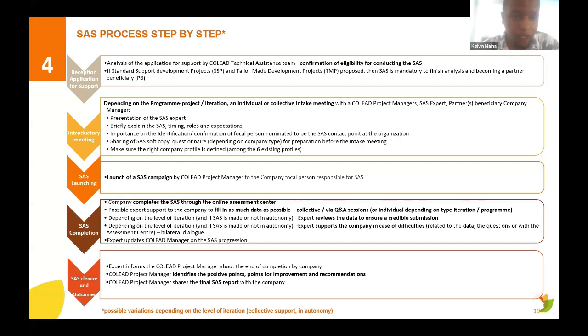So here, as you can see, there's the launching of the SAS by the co-lead project manager to the company focal person, and this is where you also link to the expert so that he can also assist us in monitoring the level of completion of the SAS. Again, the next step happens to be SAS completion. So here, the company completes SAS through the online assessment center. And where possible, the expert provides support in filling in as much data as possible.